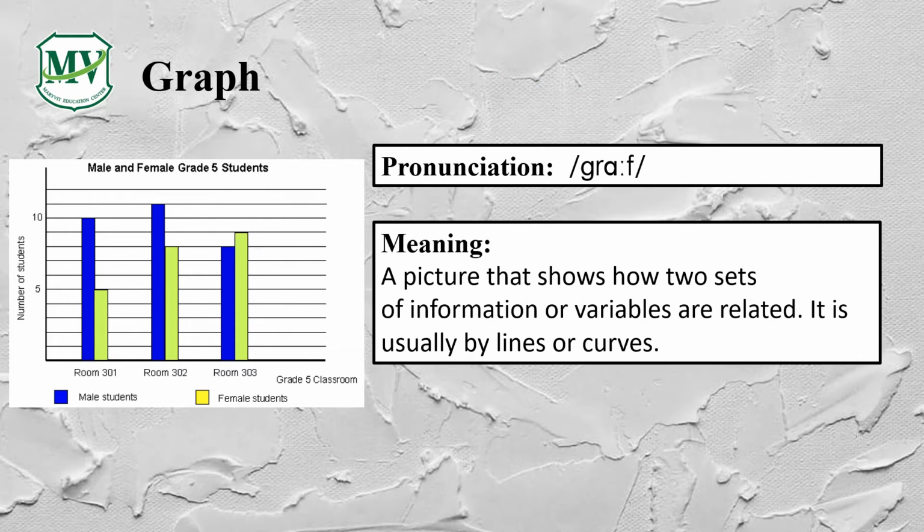Please repeat the word after me. Graph. Fantastic! Graph means a picture that shows how two sets of information or variables are related. It is usually shown by lines or curves.